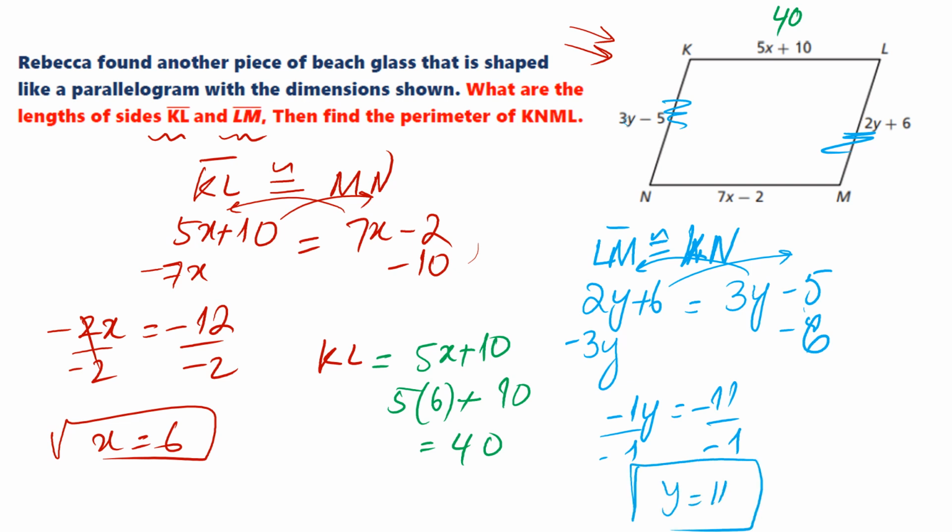We have to find LM, right? So LM is equal to 2y plus 6. Replace y by 11. 2 times 11 is 22. 22 plus 6 is 28. So this is equal to 28.